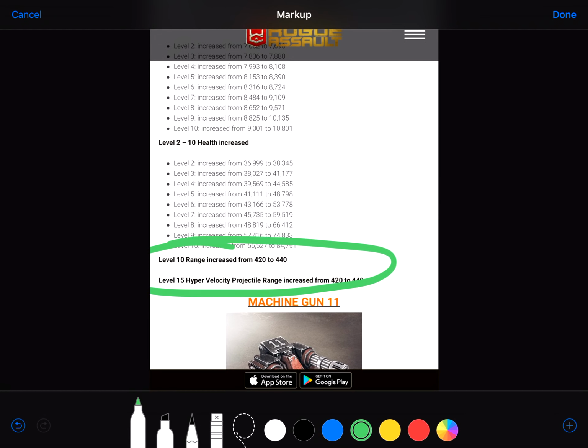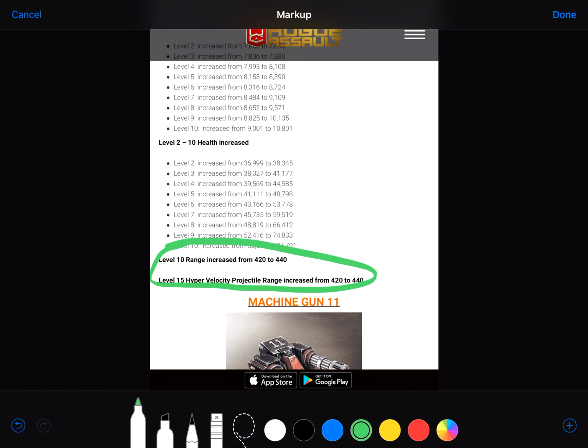So level 10 range increased from 420 to 440. So basically when you promote your Paladin from level 9 to 10, that's the unit promotion levels, you're going to get 20 range. So the level 1 to 9 Paladin has a main weapon range of 420, and the level 10 has a main weapon range of 440. And this is actually something that's not expressed in the UI.